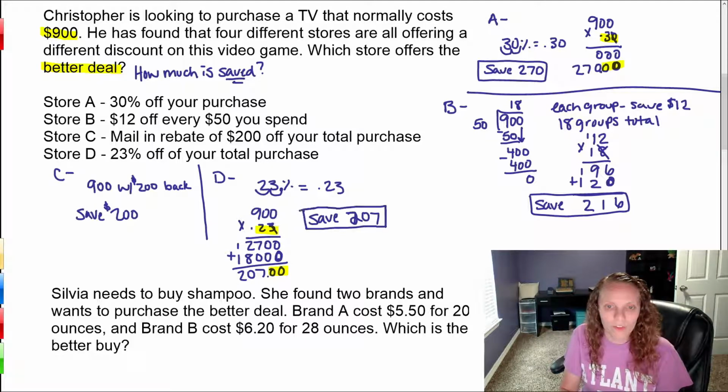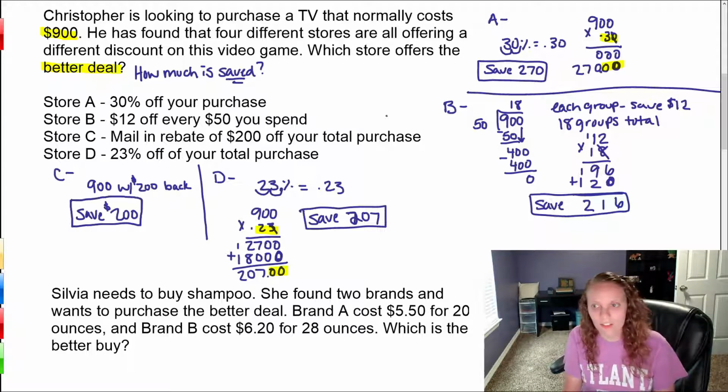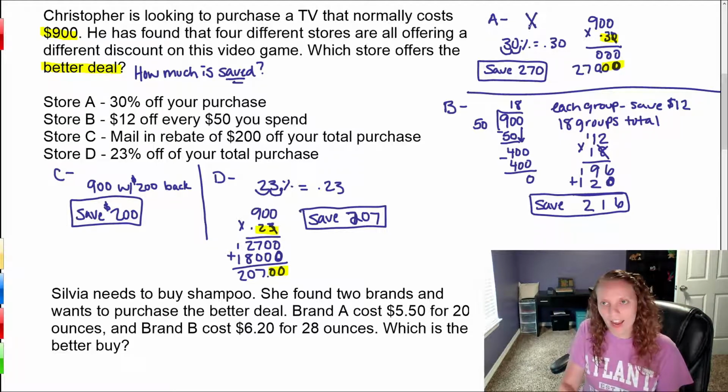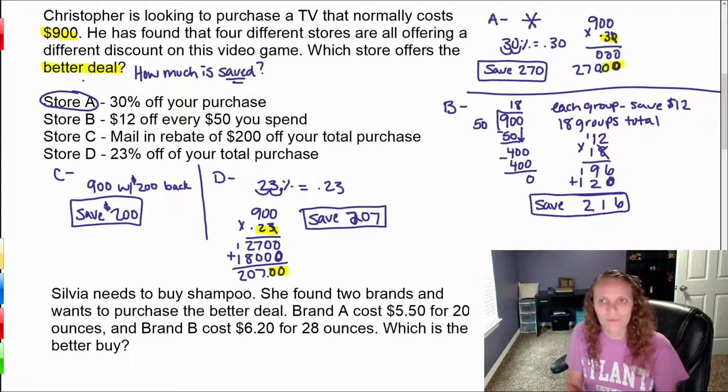So, with all of that work, which store offers the better deal? That would be the biggest savings. And we have 200, 207, 270, and 216. It looks like A is the best deal because we'll save more.